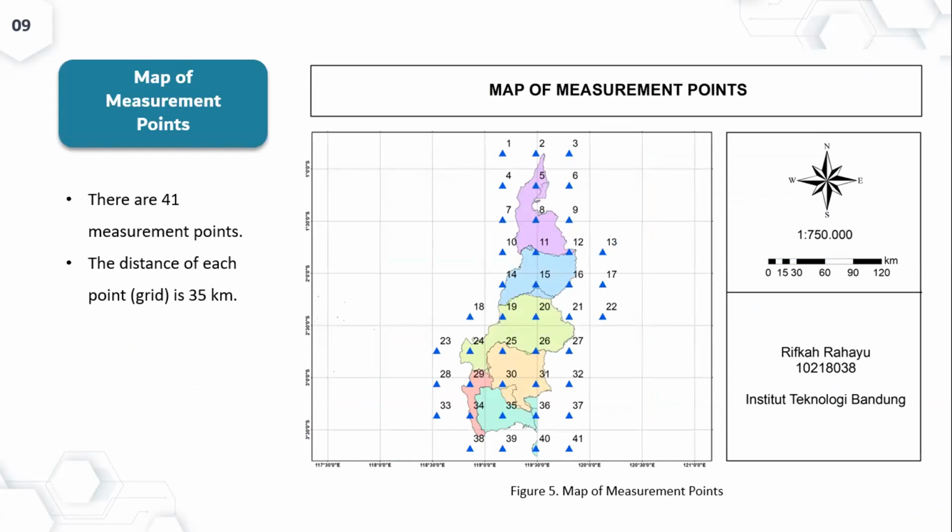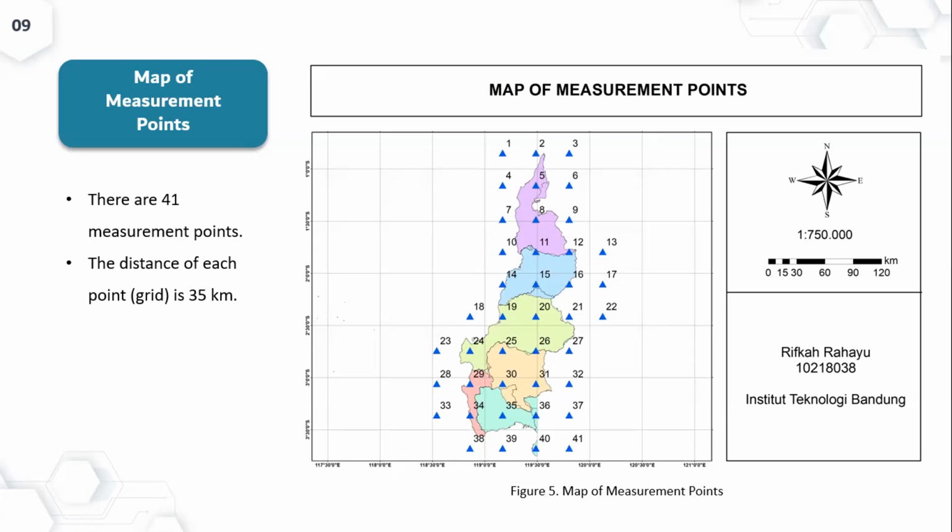Okay, this section is the result of this research. First, this picture is the map of the measurement points or grid points that we use, where there are 41 measurement points that are distributed in the research area and marked with a blue triangle symbol as seen in this slide. And the distance of each point or grid is 35 kilometers.